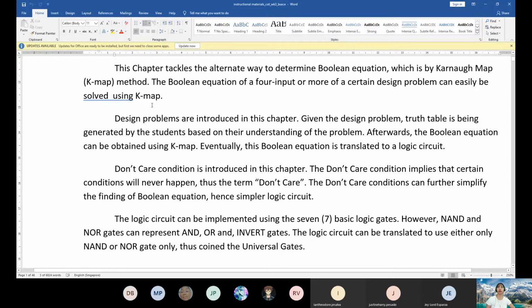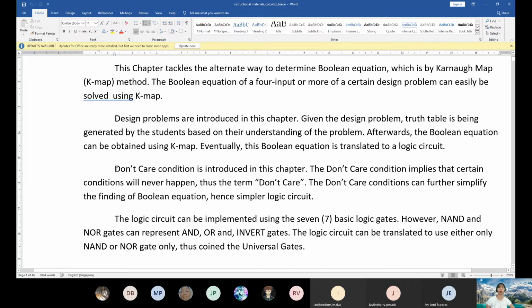Okay. So design problems are introduced in this chapter, and with a given problem, you should be able to generate a truth table. Okay, and then from the truth table, generate the Boolean equation using K-map. Boolean algebra may also be used here. And then once you have the Boolean equation, you have to make a logic circuit design that is based on the Boolean equations.